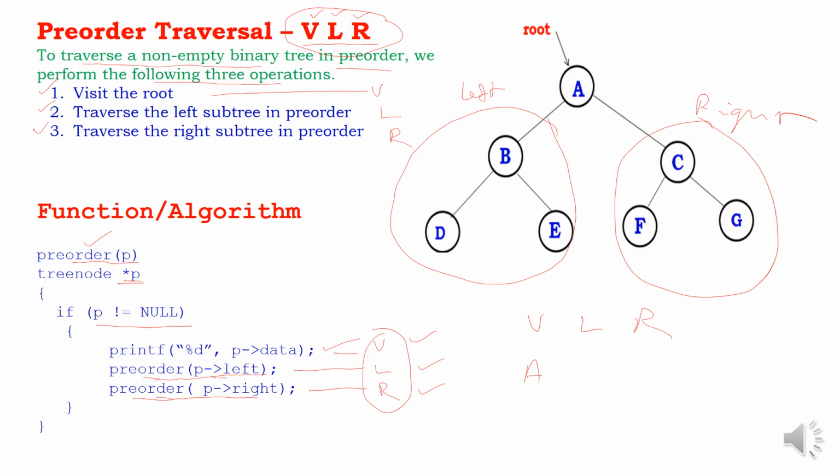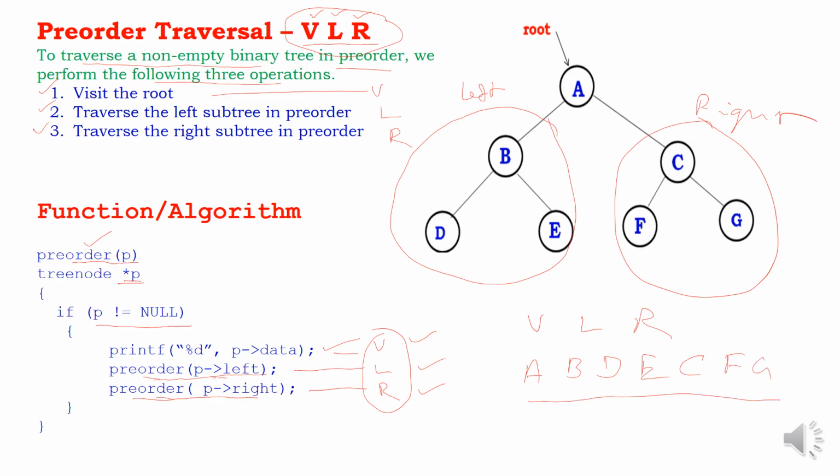B is the next root. Then again the same preorder function will be executed. Preorder means again VLR. In this left subtree, B is the root. B will be visited. Then left is D, then right is E, then traverse the right subtree. Preorder P right: P is A, and right is C. So again VLR for C F G.